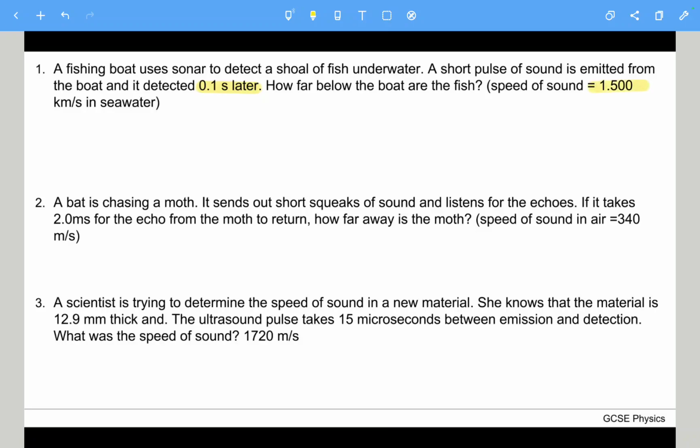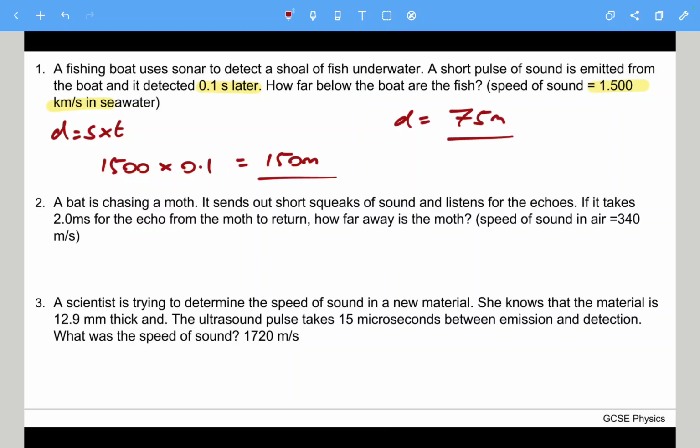So speed of sound is given in kilometers per second, 1.5. All right, let's go. So distance is speed times time. So the speed is 1.5 kilometers per second, which is 1,500, multiplied by time, 0.1. So that gives us, that's a tenth, so we need to divide that by 10, so that's 150 meters. Now again, that's the distance from the ship down to the fish and then back to the ship. So we need to divide that by 2. So the total distance of the fish would be 75 meters.